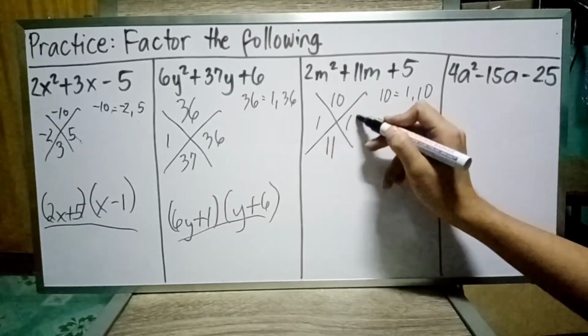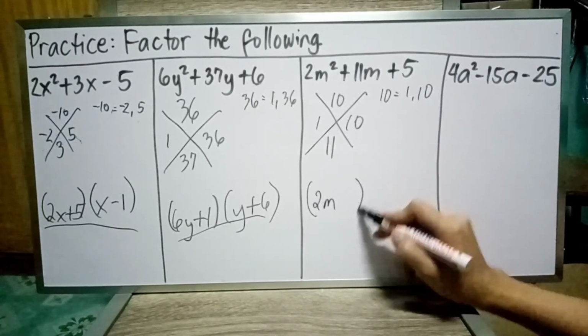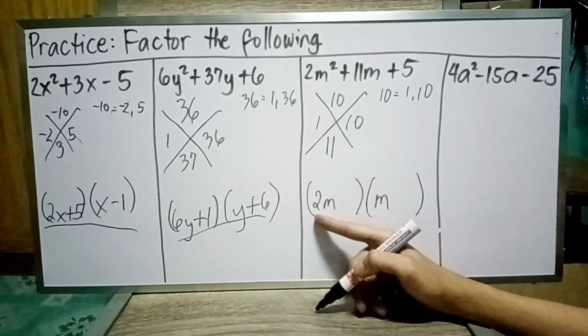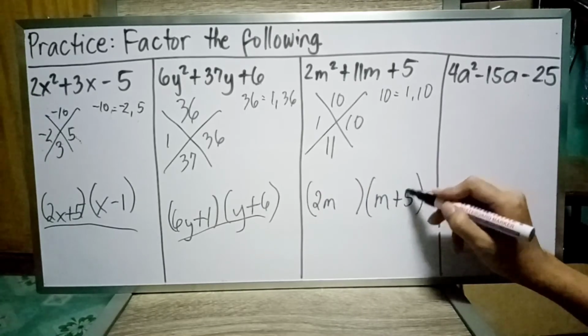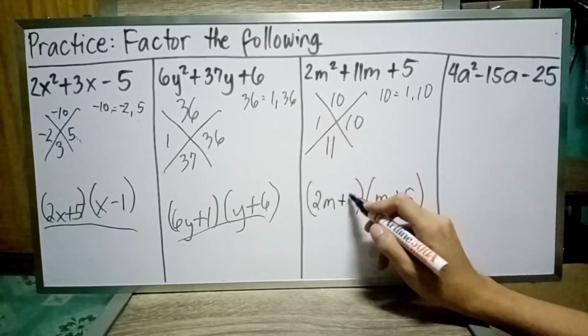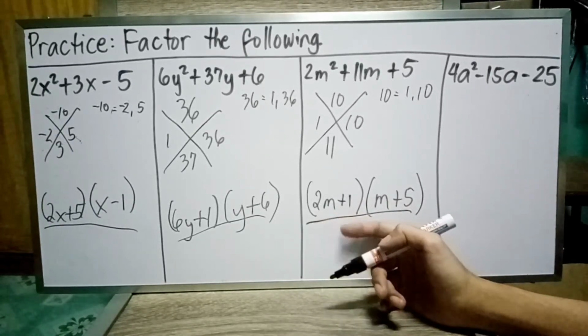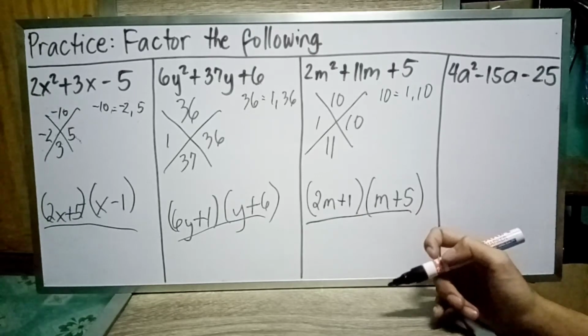So 1 and 10. So therefore, factor is 2m. Which one can be divided by 2? 10. So 10 divided by 2, that is positive 5. And then you write plus 1 here. So final answer is 2m plus 1 multiplied by m plus 5. This one.